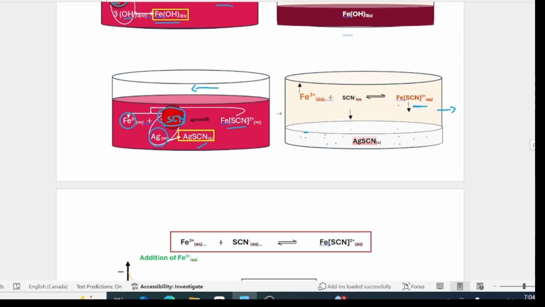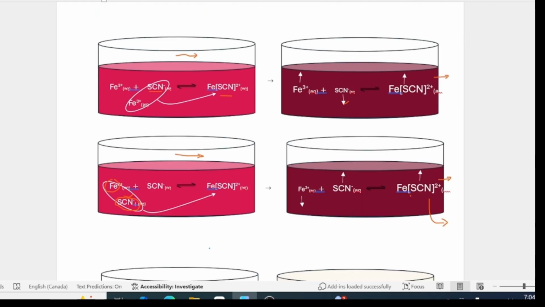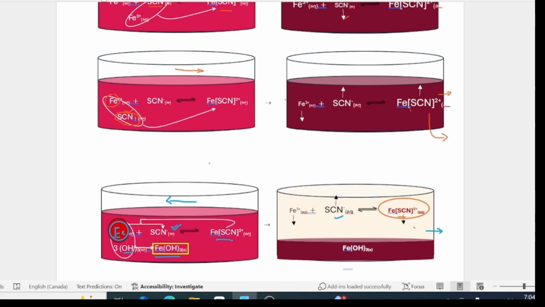All right, I hope that suffices. When you add iron to that, it reacts with thiocyanate ion there to form more of the iron thiocyanate. That's why the solution looked dark like that. Same thing when you added thiocyanate there. Some amount of iron reacted with that to shift the equilibrium to the right, forming more iron thiocyanate. That's why the solution looked darker here.